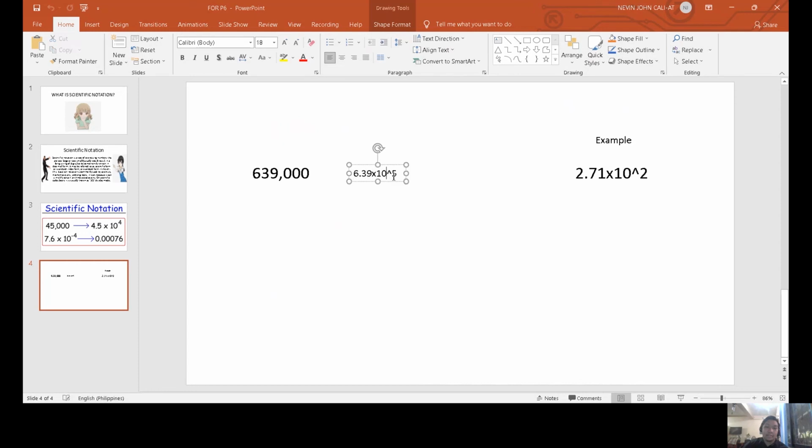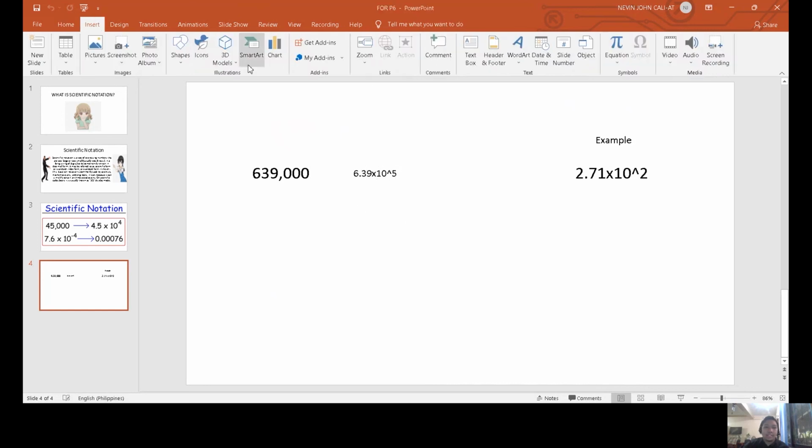So how do we get the exponent? We get the exponent by how many times the decimal point moved. Since we moved it 5 times from right to left, our exponent will be 5.